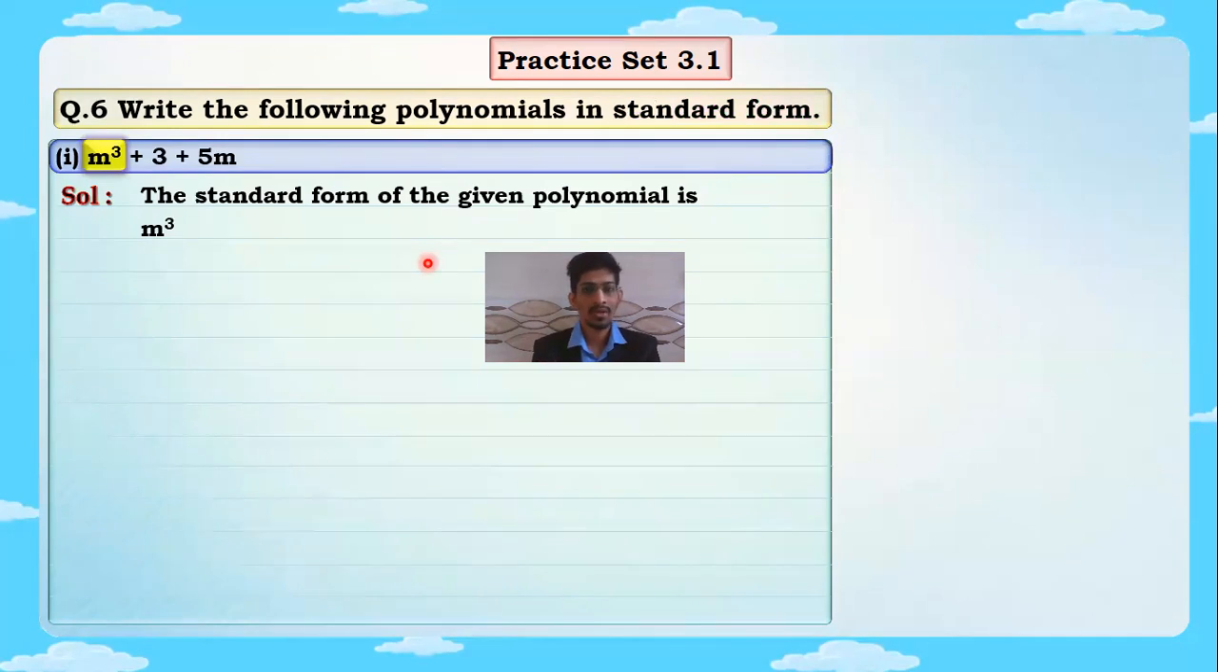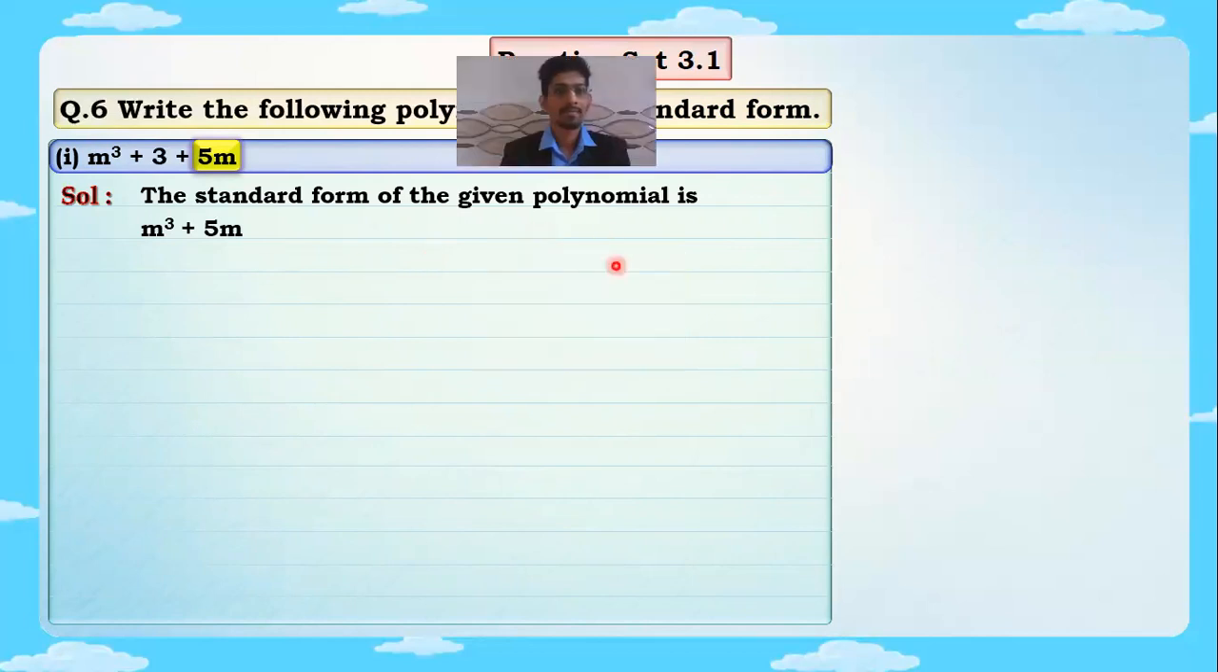So from the remaining two terms, yes, 5m raised to 1 is there. So this one we are going to write at the second place, plus 5m, and at the end we are going to write the constant term, that is plus 3. So now we have converted this polynomial into standard form, starting from highest power to lowest power. We have only arranged the terms that were given. No additional change in that.